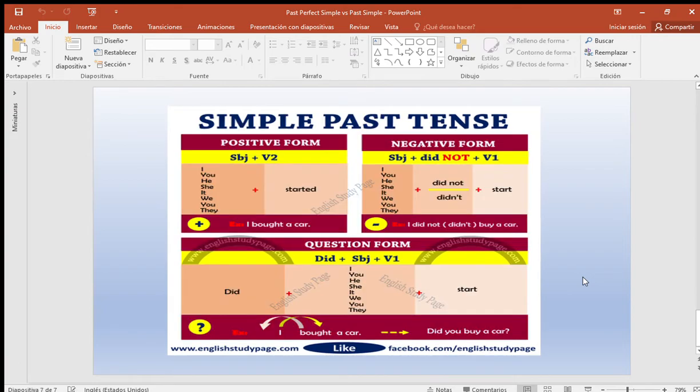Okay? And here we have an example of the past simple tense structure: positive, negative, question. Positive, we use subject and a verb in past. The past of the verb is the same for all the subjects. And negative, we have an auxiliary that is did or did not, didn't, auxiliary, plus the verb, but the verb comes in normal way. And here we have the question, that is the auxiliary at the beginning, the subject, and the verb.